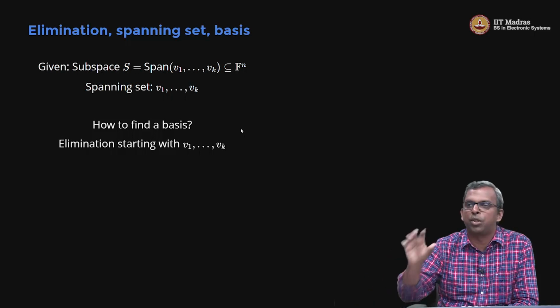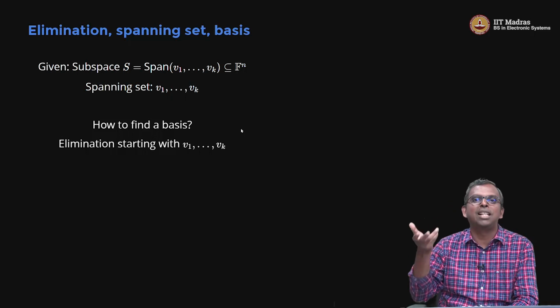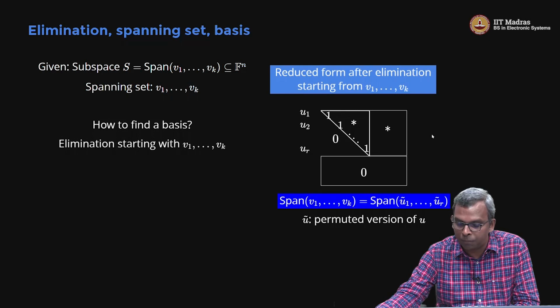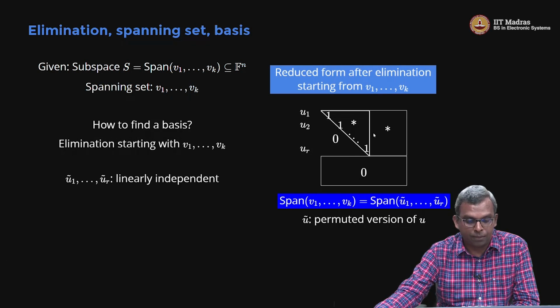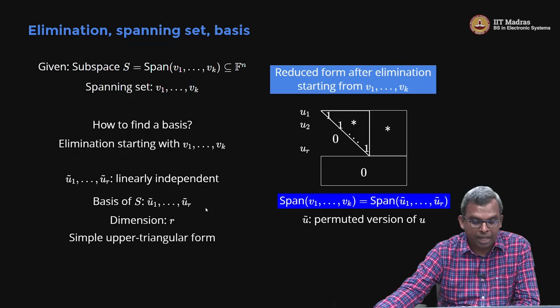We have seen that already, right? When you eliminate, you get another set of vectors with the same span as the original one, but they are linearly independent. That is the exact definition of the basis. So here is the form. You start with V1 to Vk, you eliminate, you get U1 to Ur. Then you may have done column permutations, you have to undo those. Then you get U1 tilde to Ur tilde. The spans are exactly the same. So U tilde are permuted versions of U. This gives you a linearly independent set, and that is also a basis. So U1 tilde to Ur tilde are linearly independent, and the span is the same. So the basis of S is U1 tilde to Ur tilde, and the dimension is r.